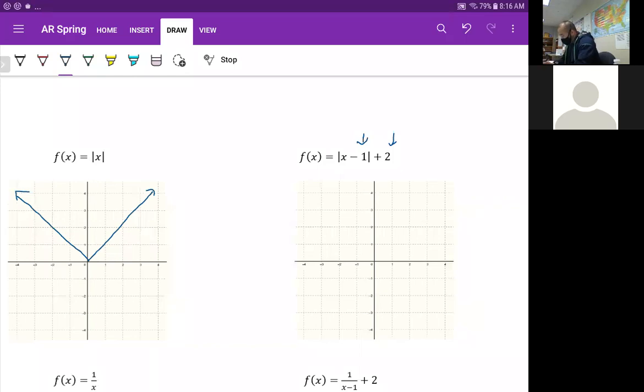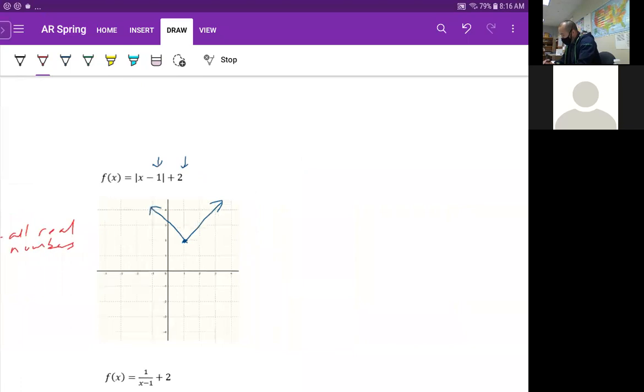So it goes 1 to the right and 2 up. So this is the vertex of this one. And then it just does the same thing. So for these, domain is easy. The domain x equals all real numbers. It's gonna be the same with this one. X equals all real numbers.